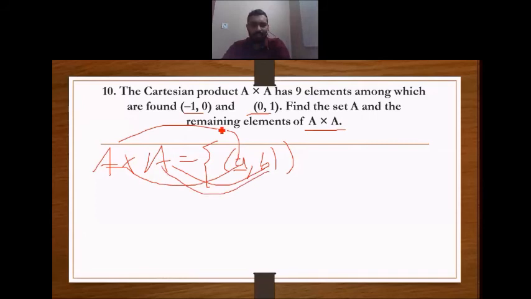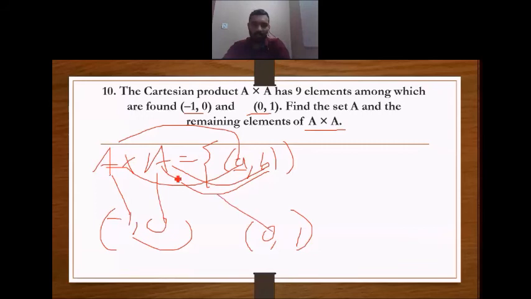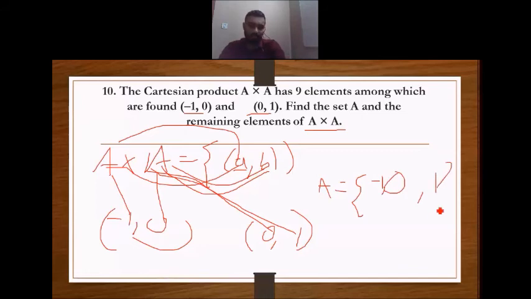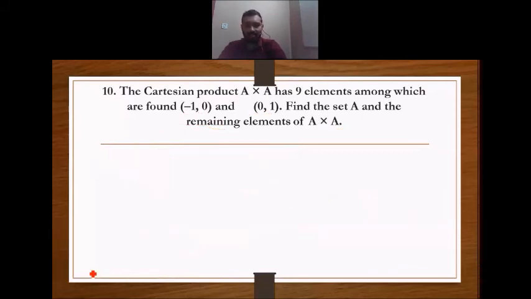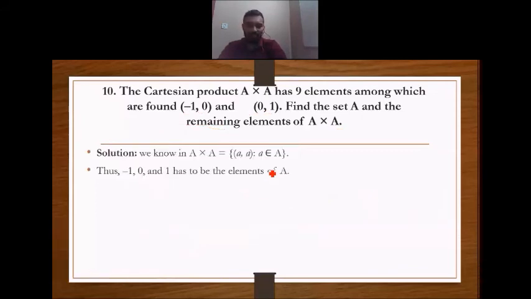The elements given are (-1, 0) and (0, 1). So what should happen? The first element belongs to A and the second element also belongs to A. So which are the elements in A? The elements in A are nothing but -1, 0 and 1. So these are the elements.